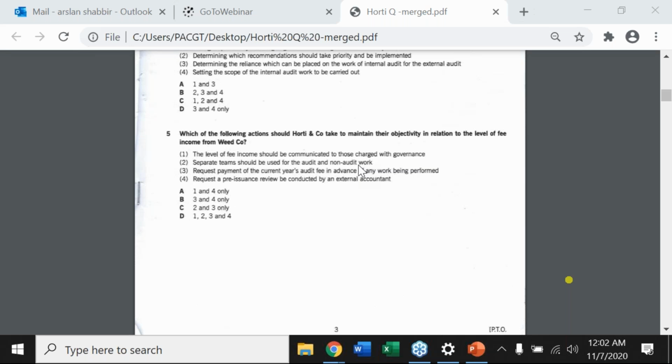You were almost sure about option B. Why option B? Separate teams should be used for the audit and non-audit work. Options 3 and 4: in advance, when you take the fees in advance, the problem is still there. How can you reduce the risk? This is about the risk of the dependence of the audit firm.